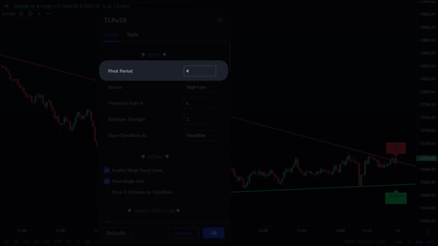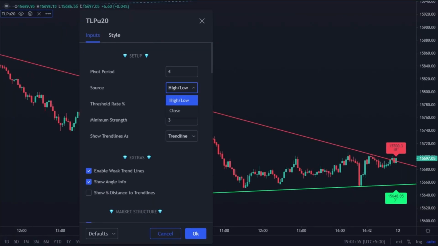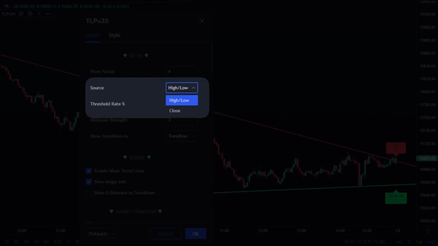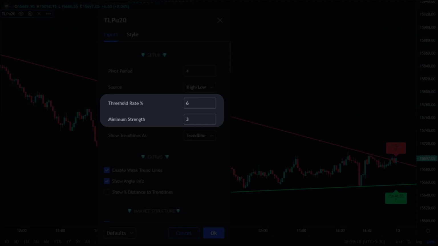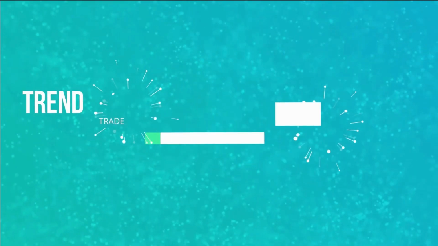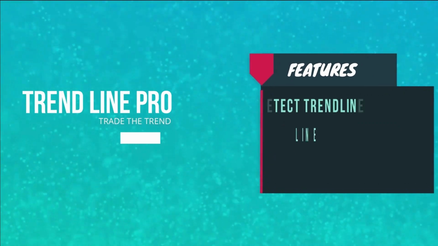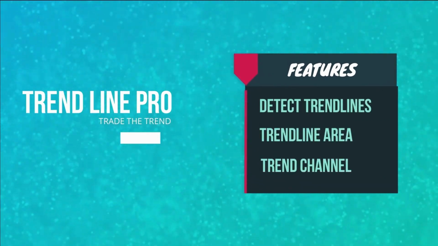Pivot period outputs are the source values used in drawing the trend lines onto the chart. You may choose between high or low to plot the trend lines, or the close price. Threshold rate % and minimum strength determine if the trend lines are strong enough or not. A single indicator can help you in detecting both trend lines and their trendline area, as well as the trend channel.